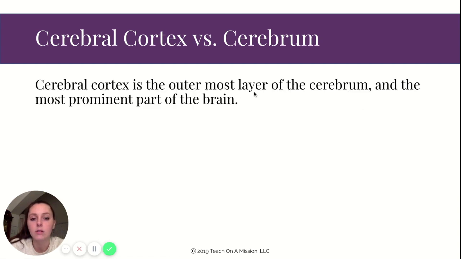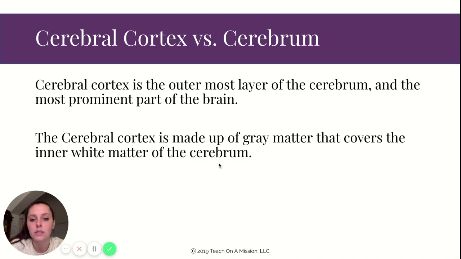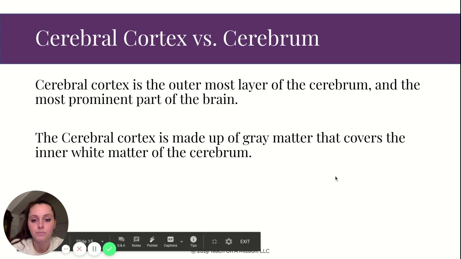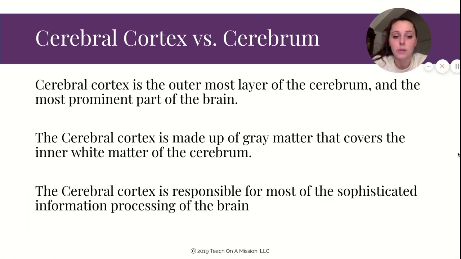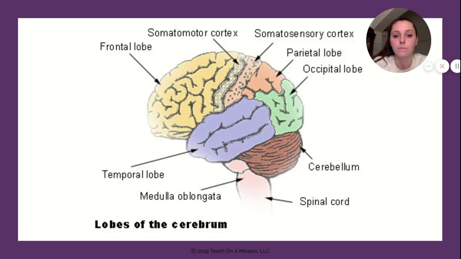Cerebral cortex is the outermost layer of the cerebrum and the most prominent part of the brain. So it's a thin outer layer that goes over the cerebrum. And the cerebral cortex is made up of a gray matter that covers the inner white matter of the cerebrum. So the gray matter is more prominent, it does more things, it's higher functioning, while the white matter of the cerebrum is more filling. And the cerebral cortex is responsible for most of the sophisticated information processing in the brain. So this is where all of our higher functioning things are going to come into play.